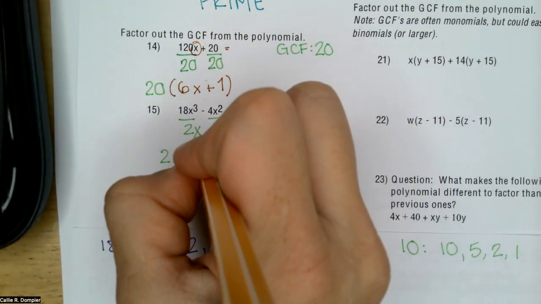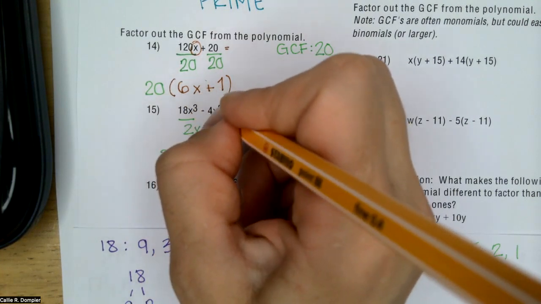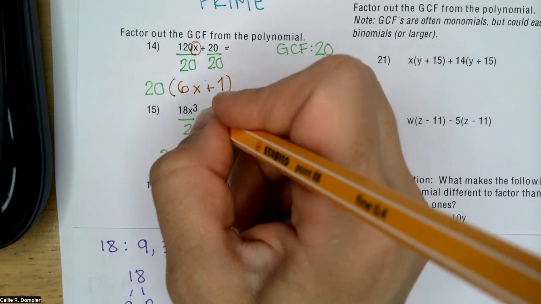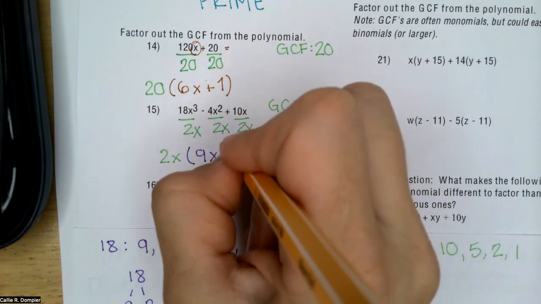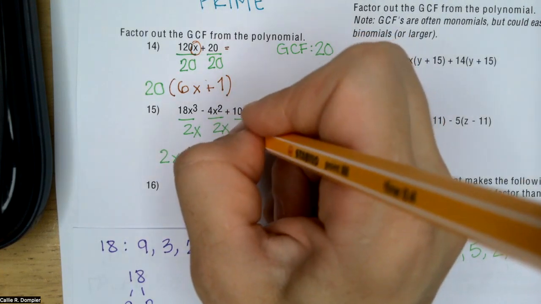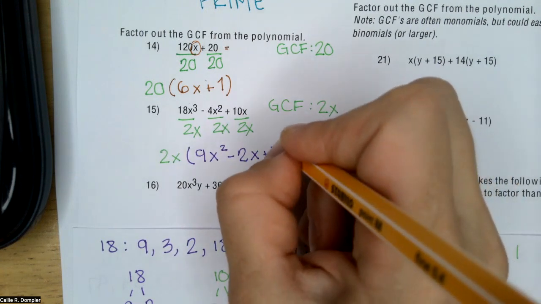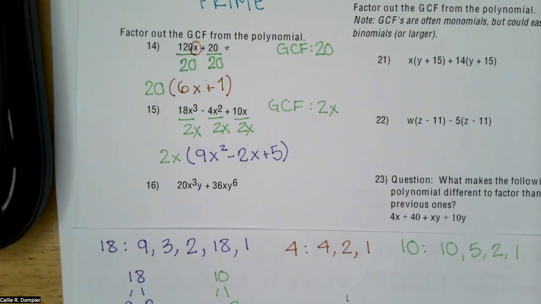18 divided by 2 is 9. X cubed divided by x is just x squared. Negative 4x squared divided by 2x. Negative 4 divided by positive 2 is a negative 2. X squared divided by x is x. Positive 10 divided by 2 is 5. X divided by x is just 1, right? Anything divided by itself is 1. 1 times 5 is 5.